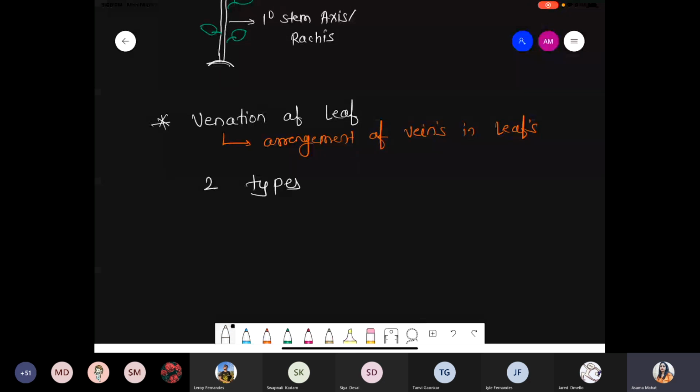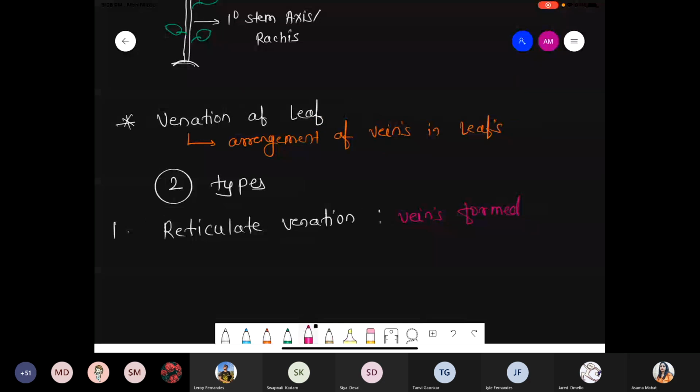Number one, reticulate venation. Whenever we use the word reticulate, it means that veins are present in a network. Veins form a network. That's what is called reticulate. So quickly we are taking the diagrammatic representation of how exactly it looks.